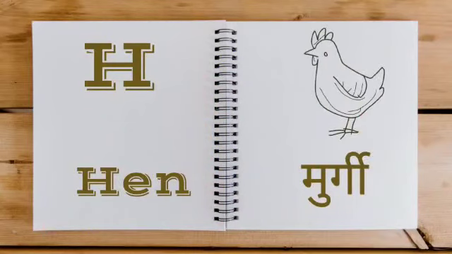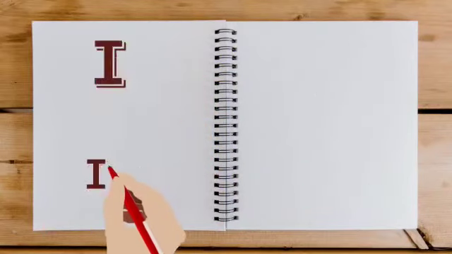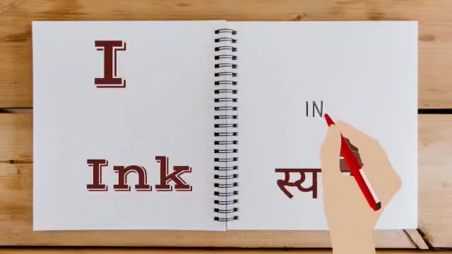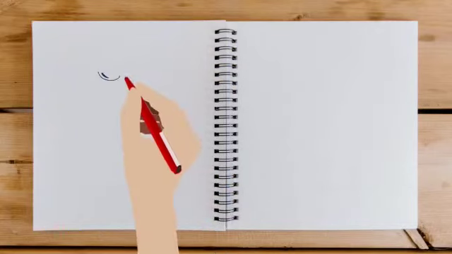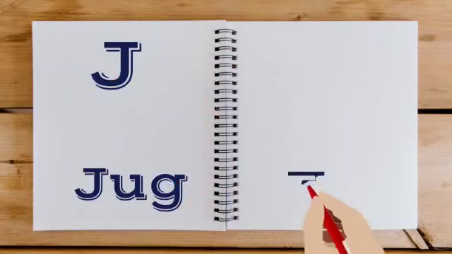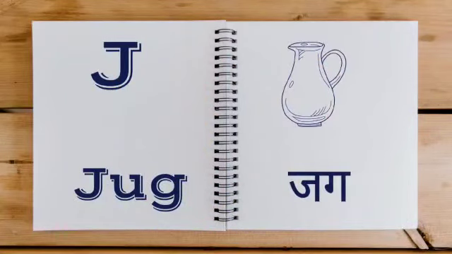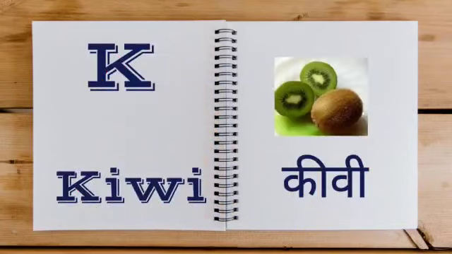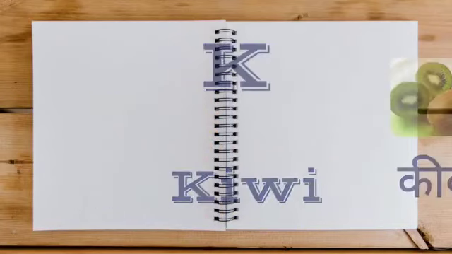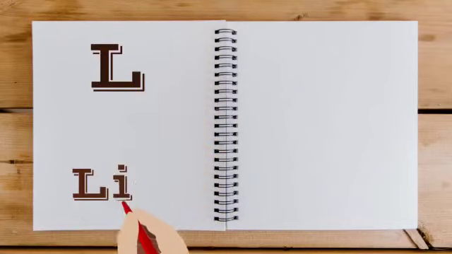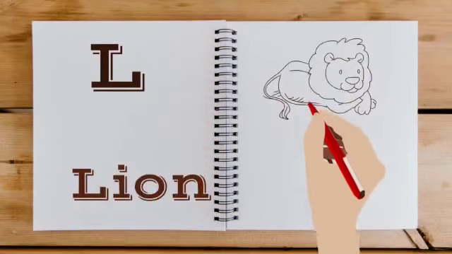I for ink. Ink means siyahi. J for jug. Jug means jug. K for kiwi. Kiwi means kiwi. L for lion. Lion means sher.